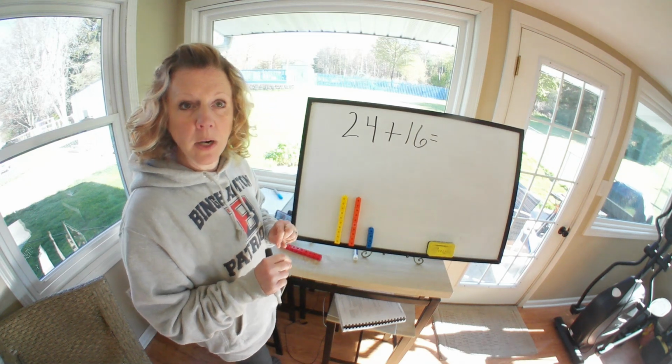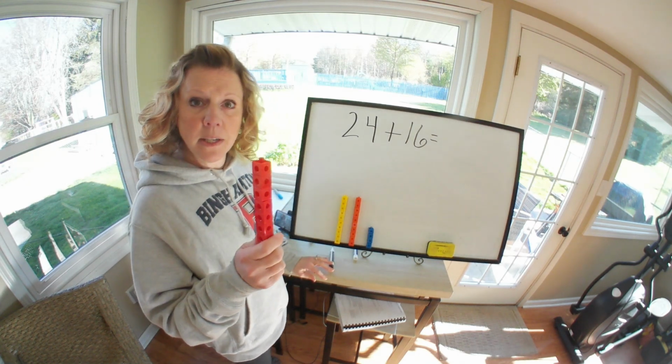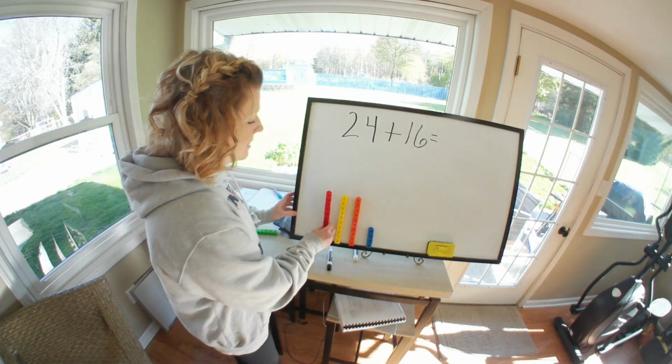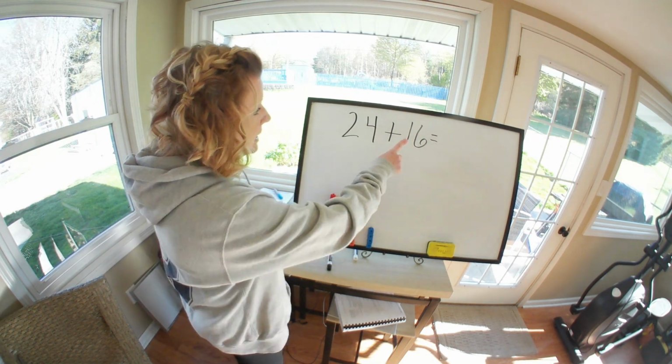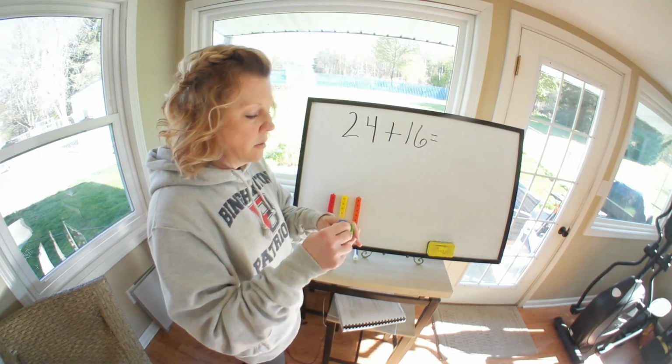So I have 24. I'm going to add 16 to it this time. So here's my 10. Where does it go? Yes, we're going to put it next to the other 10s. So I know 16 is 10, 6. So here's my 6. Well, I'm going to add it to the 4 1s.